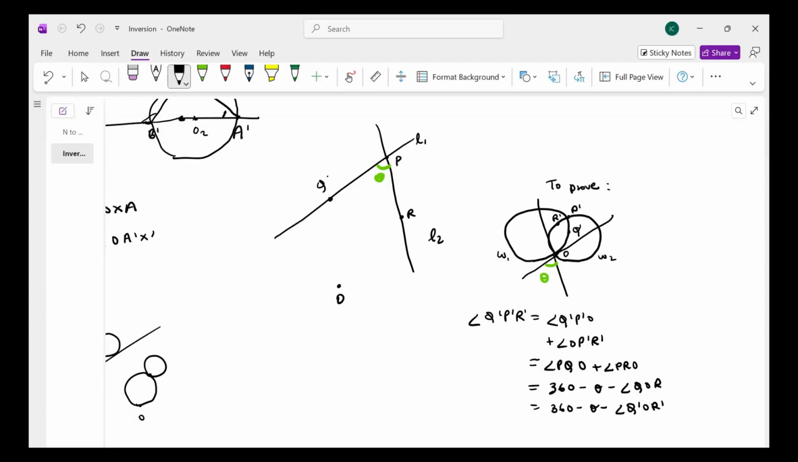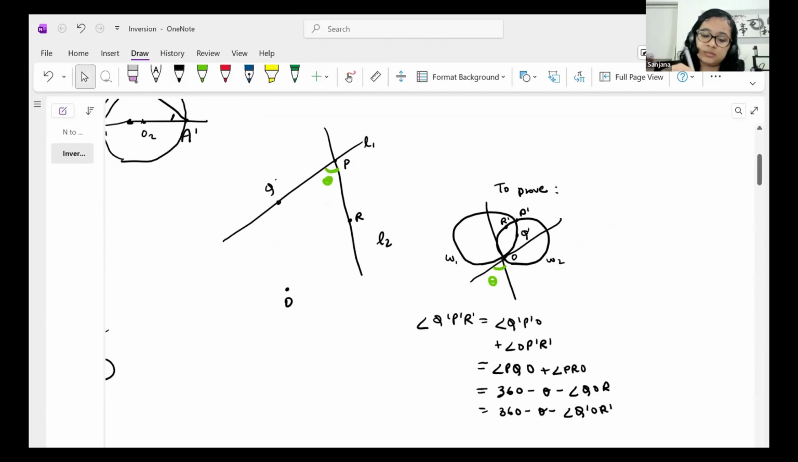I don't think we need to do this, right? Yeah, you don't have to. We can just draw the lines through O parallel to L1 and L2, and we claim these two lines are the tangents. Okay, sure. And how would you prove that?